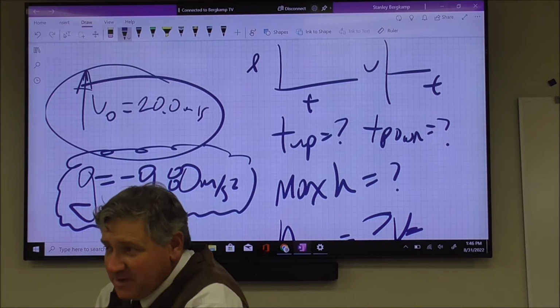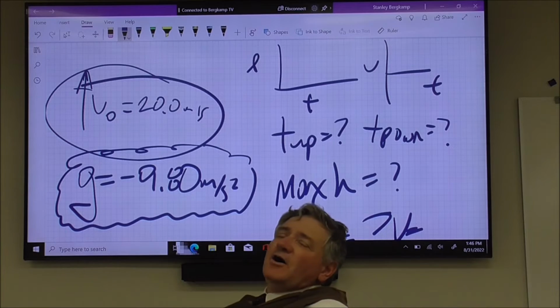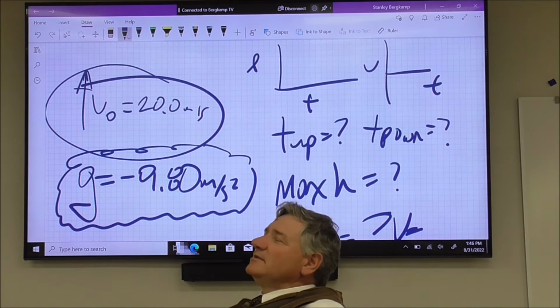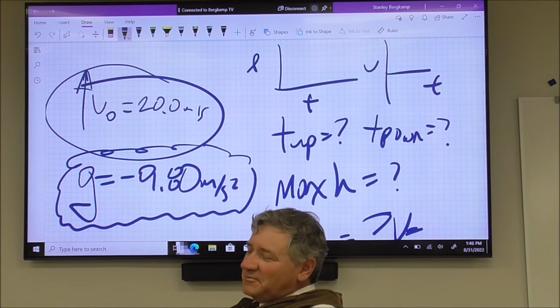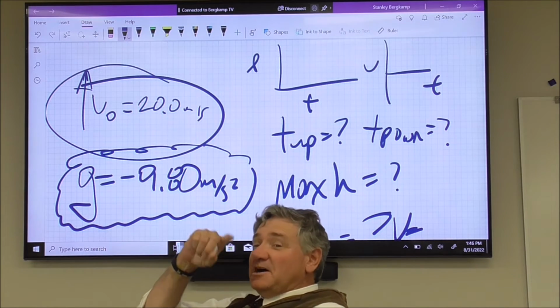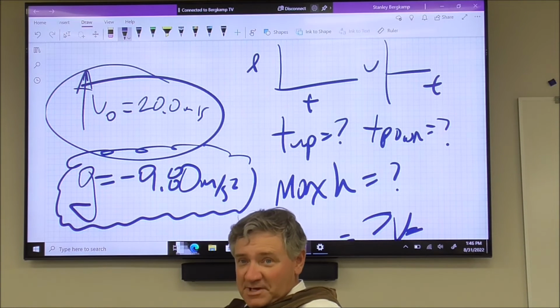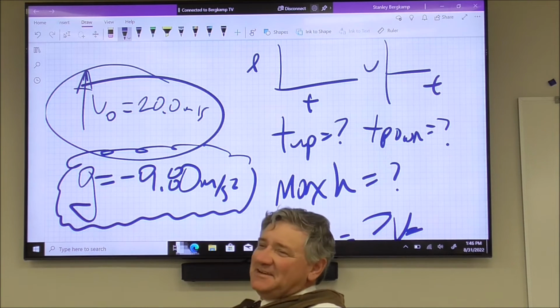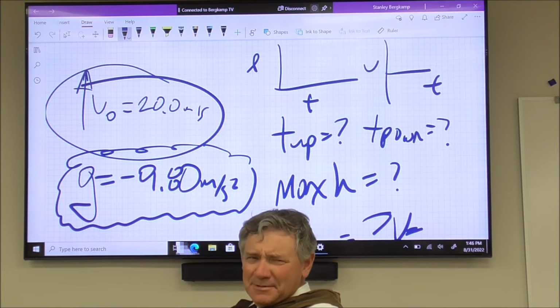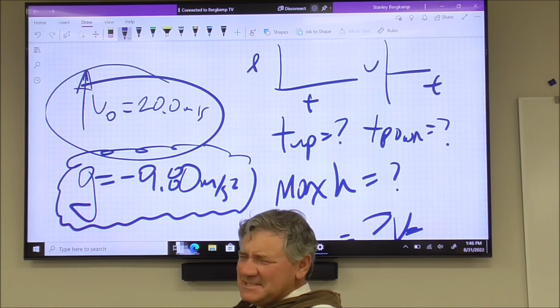Now, among the list of things that annoy me, don't say, oh, gravity is negative 9.8. That's just so wrong. You can say gravity causes an acceleration of negative 9.8 meters per second squared. But don't say gravity is negative 9.8. Stop, okay? It just doesn't make any sense.